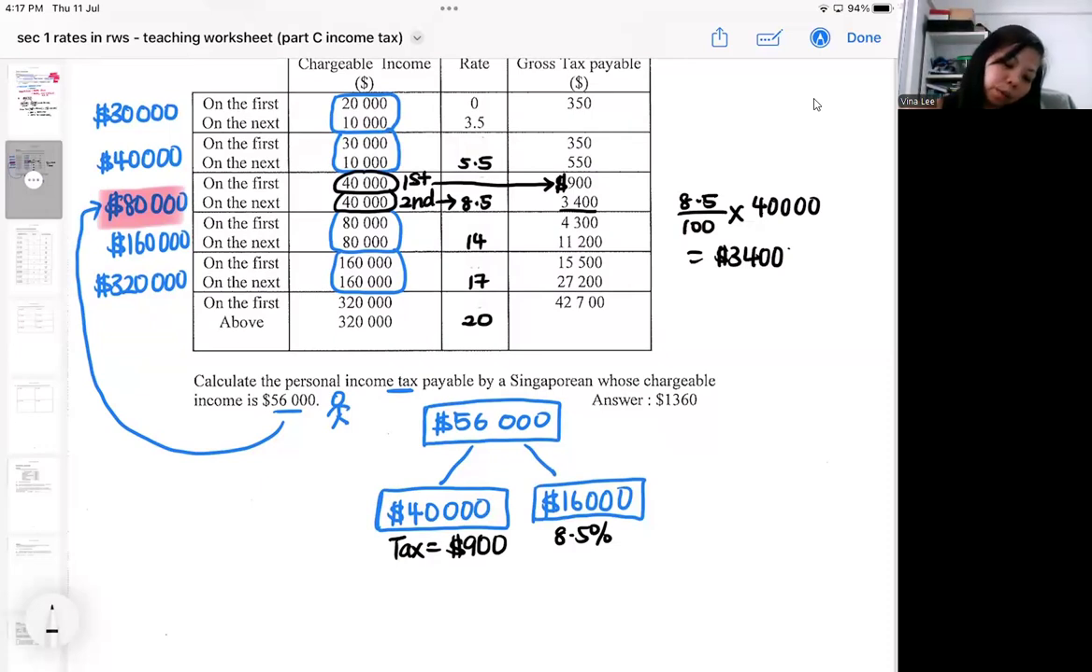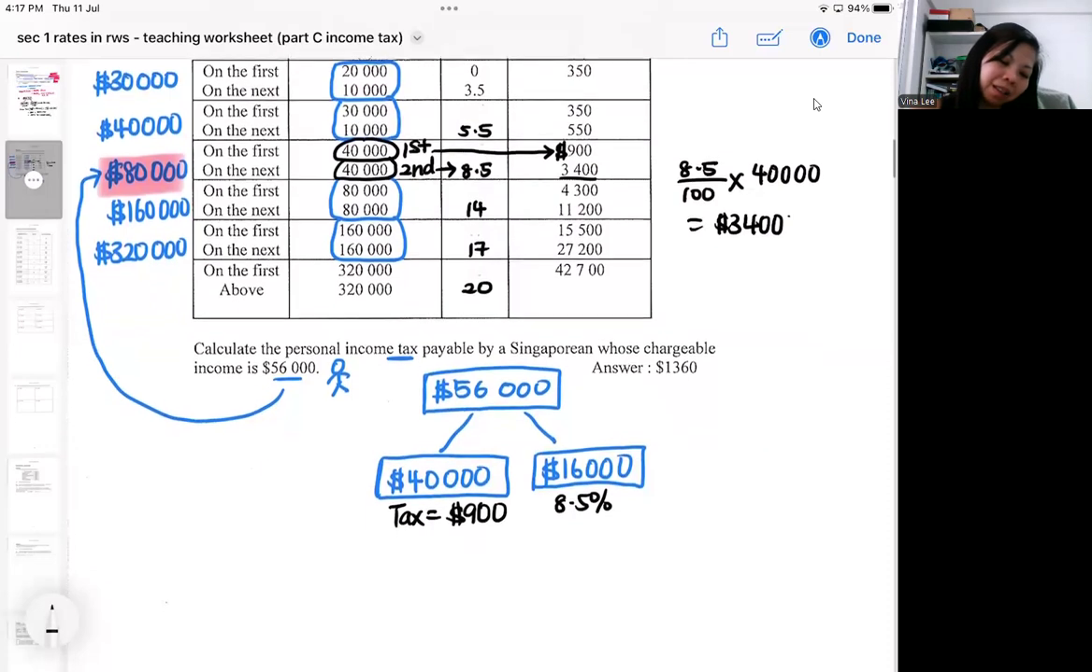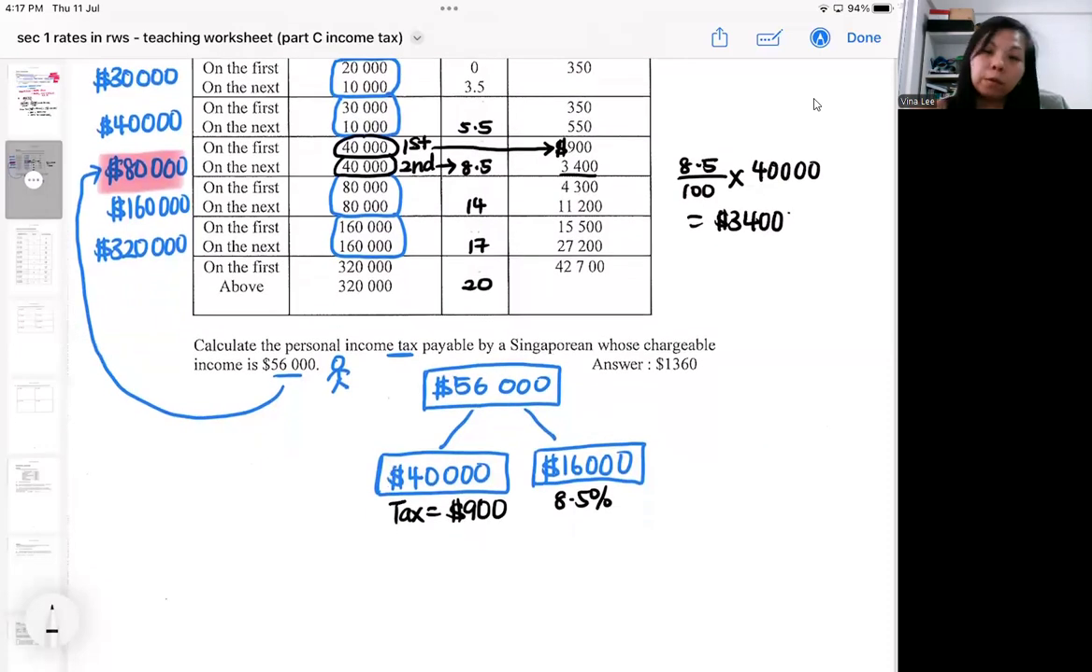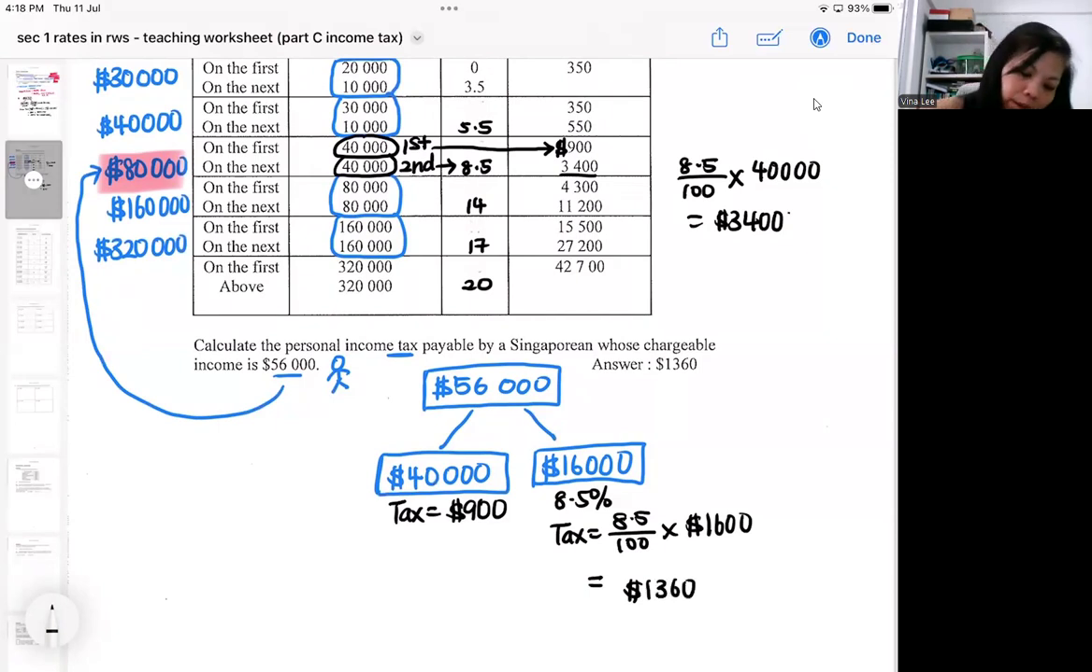However, obviously my second basket doesn't have a full 40,000. Here for this person, the second basket is 16,000. So the tax will be 8.5 over 100 times 16,000. If you work it out, it's 1360. This answer is wrong. If you work it out, it's 1360.